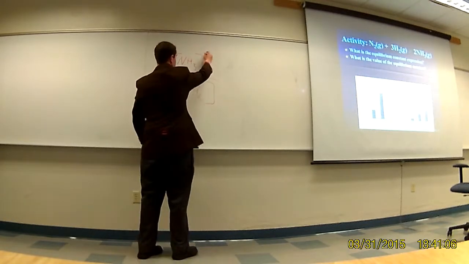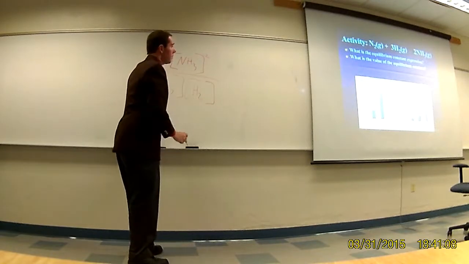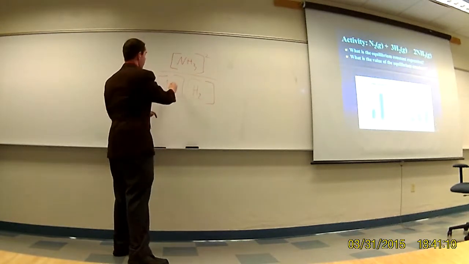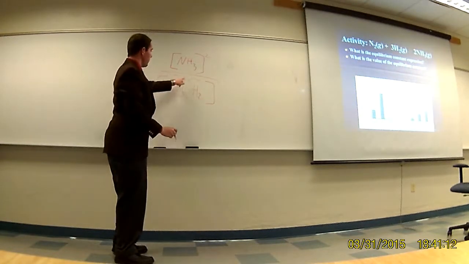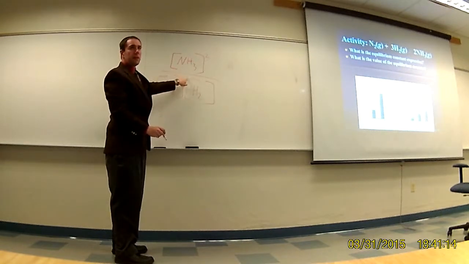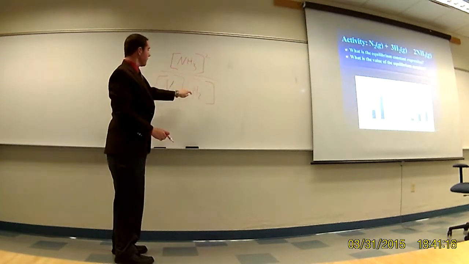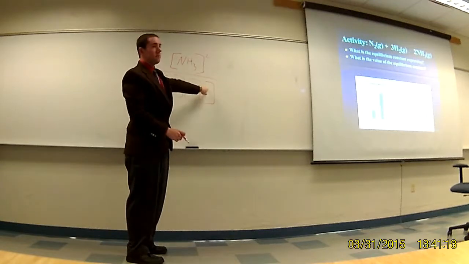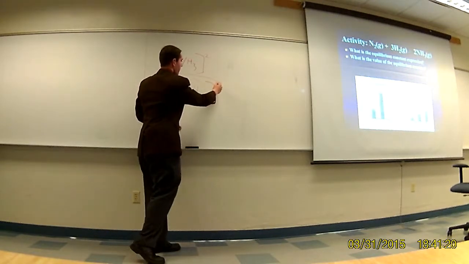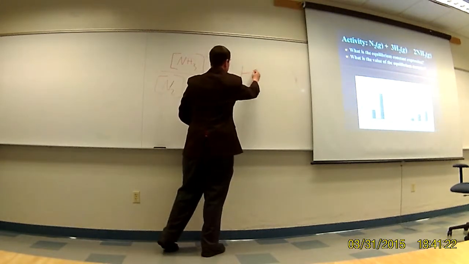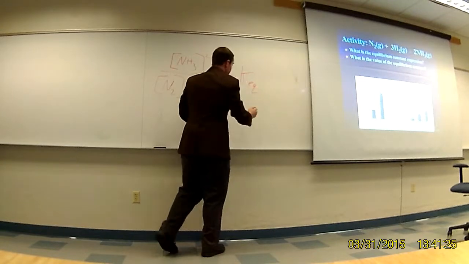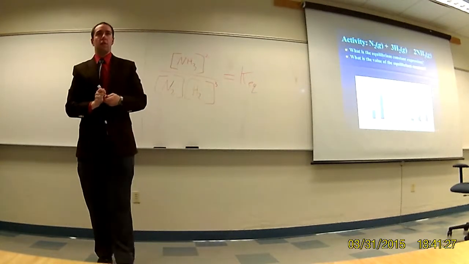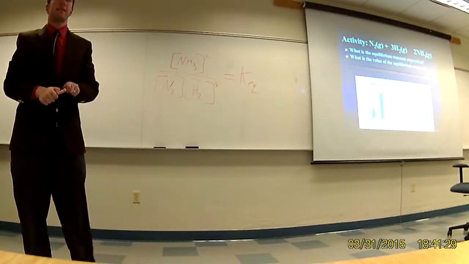I take that 2, I put it there. What's my exponent on my nitrogen? 1. So an exponent of 1 doesn't change anything, so I just leave it off. What's the exponent on hydrogen? 3. I say equals KEQ, and I'm done with the first part. That's it.